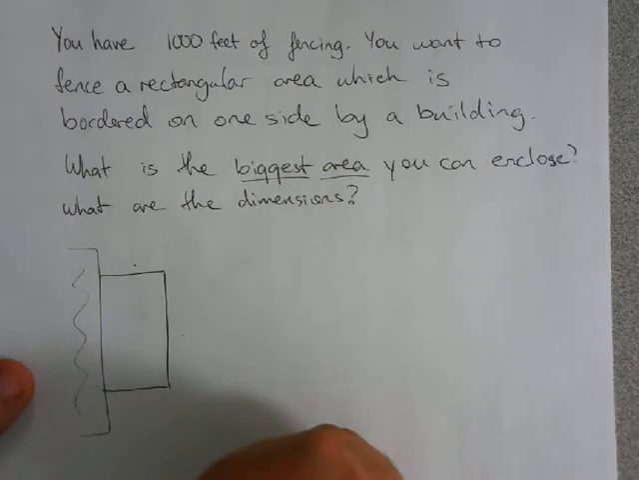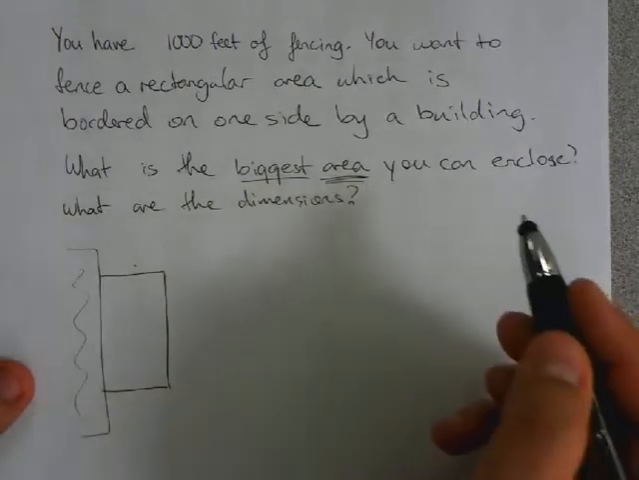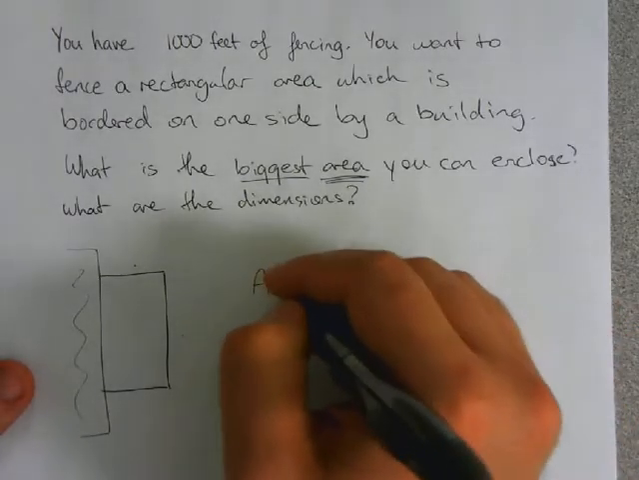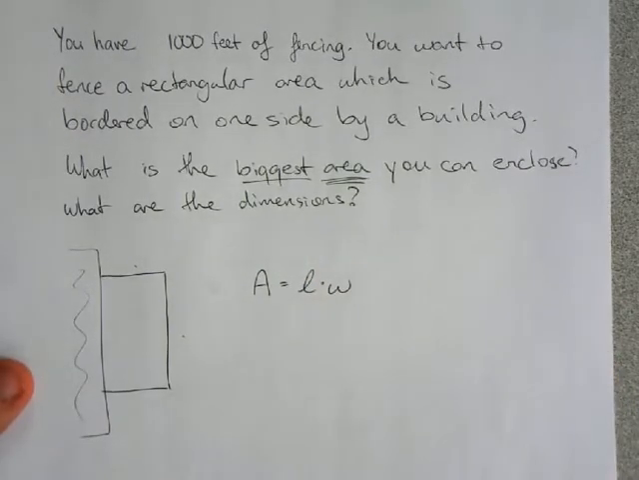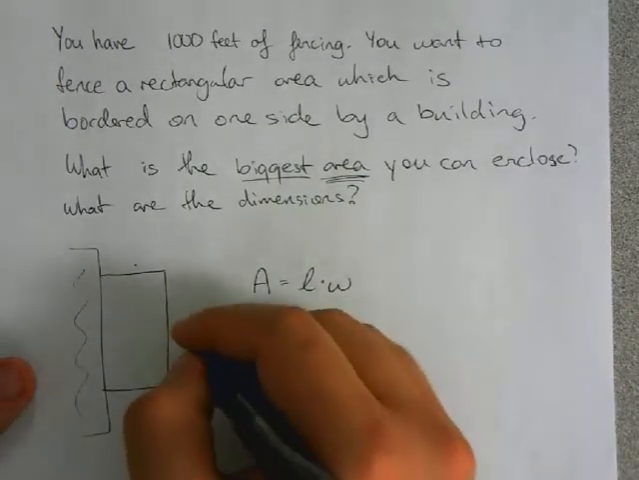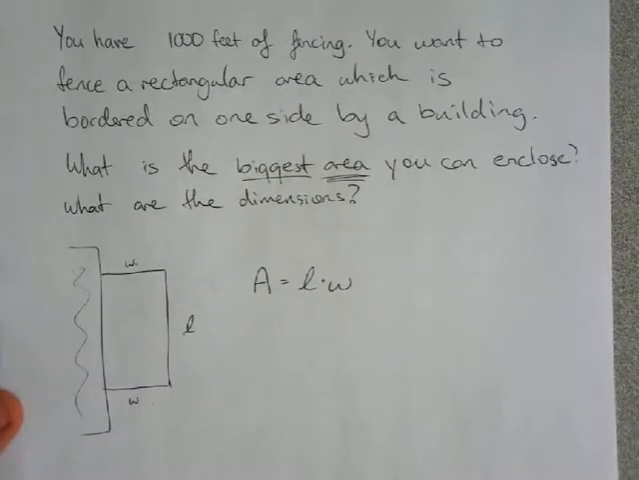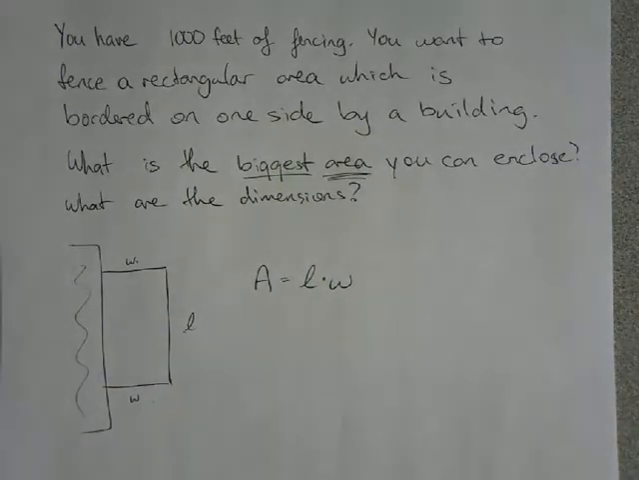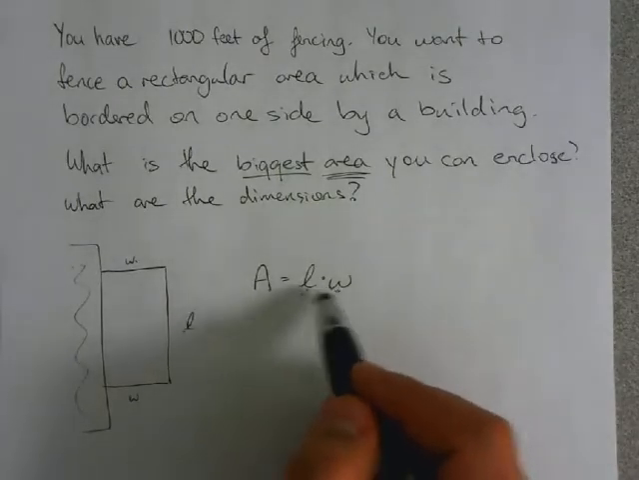So remember we talked about dependent and independent variables. Well, here the dependent variable has to be the area. So I need an equation for area. Well, area is length times width. And let's call this the length, and let's call this the width. So that's the width as well. Now, I can't have an equation with two independent variables, so what I need to do is get rid of one of them.